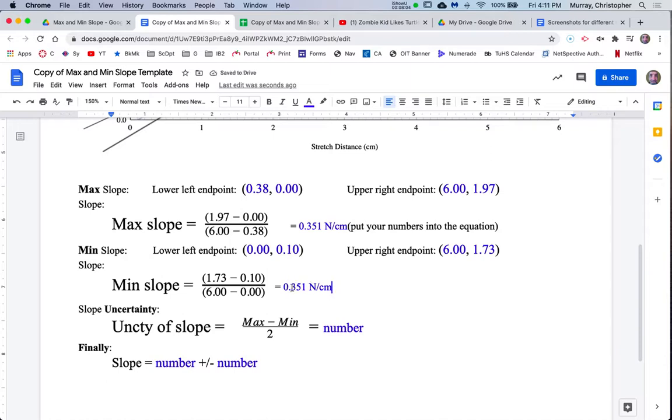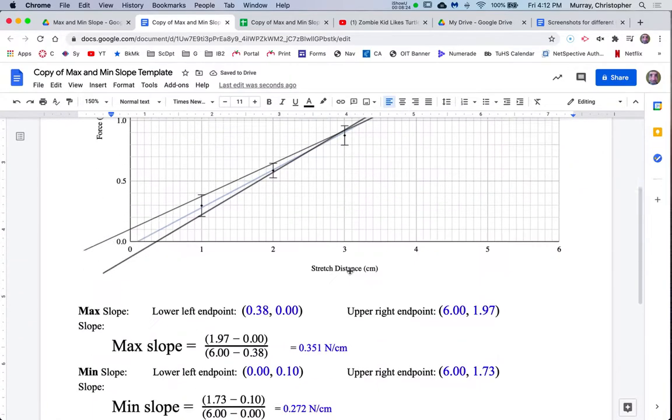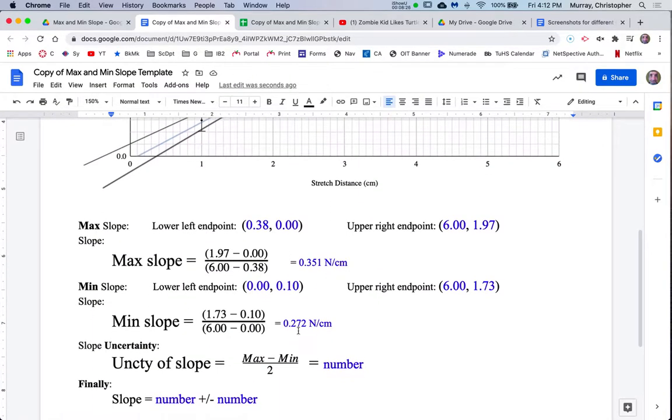That is 0.272, which is below the 0.312 that we have there, right? So we've got a number above and a number below. Let's make that a little bigger. There we go. We've now represented the slope with a maximum boundary and a minimum boundary, right?